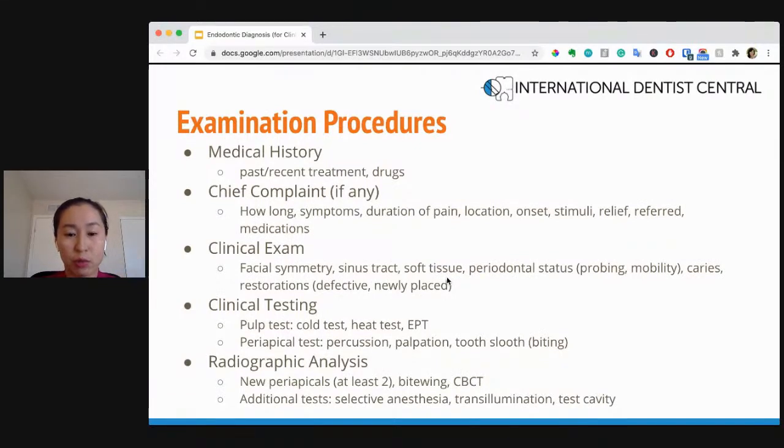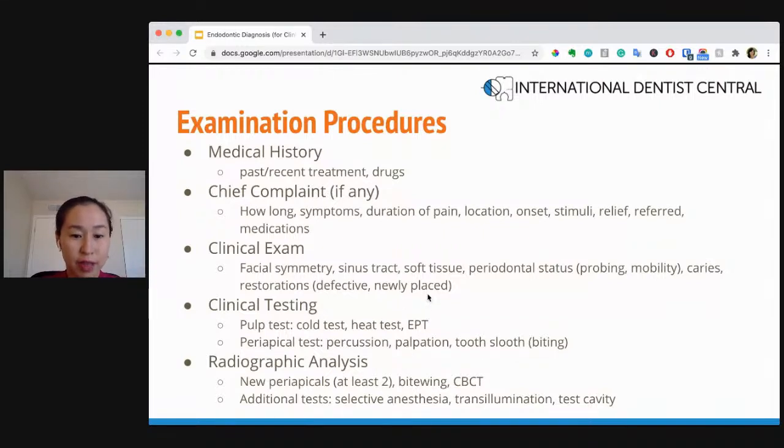We have to look at the soft tissue, the tissue around where the apex is for the tooth. We need to see the periodontal status of the tooth. We want to probe all around the tooth in question and the surrounding teeth and check for mobility. We want to see if there's caries or restorations, anything that can be causing an issue to the pulp. In terms of restorations, we're especially looking for defective restorations or newly placed restorations that are causing the patient the problem they're experiencing.